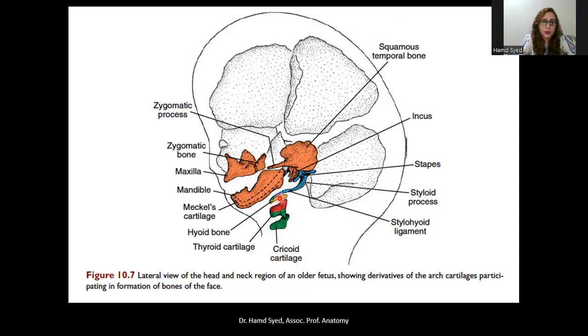Then you can see the third pharyngeal arch, it forms this small part over here, the yellow portion, which is the lower part of the body of the hyoid bone. Fourth and sixth pharyngeal arches, they have merged, and their mesenchyme over there, you can see it is going to form the laryngeal cartilages. That is the thyroid, cricoid, arytenoids, corniculate, and cuneiform cartilages.